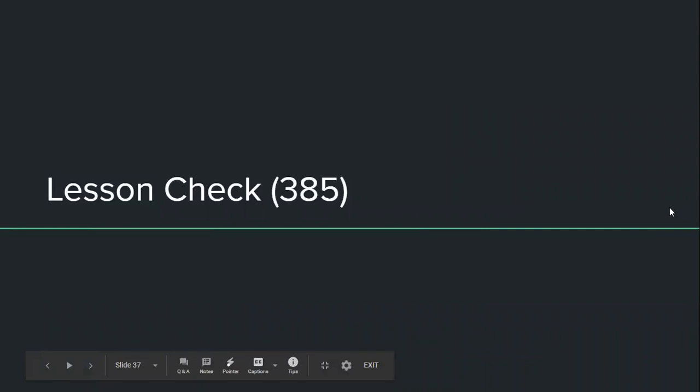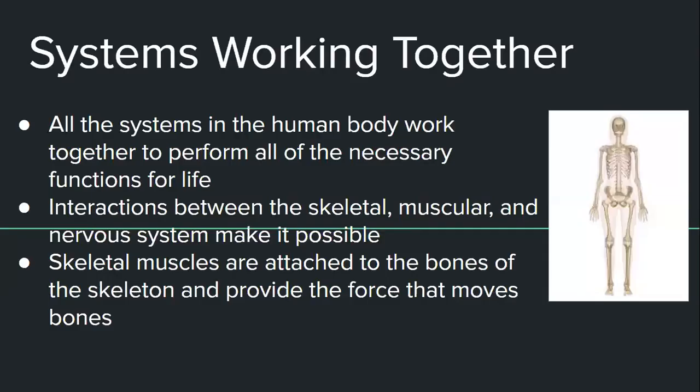All right, so if you do have your textbook, we are on 385, but if you don't, don't worry about it.